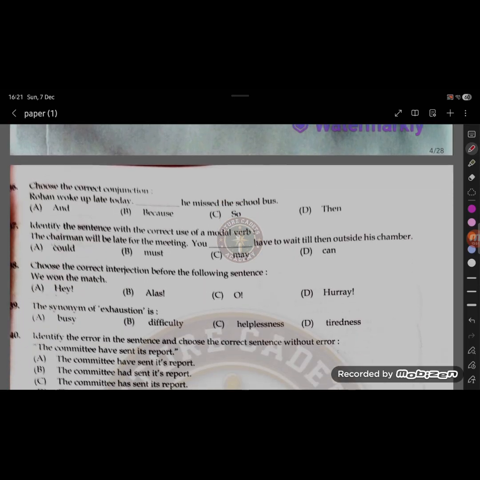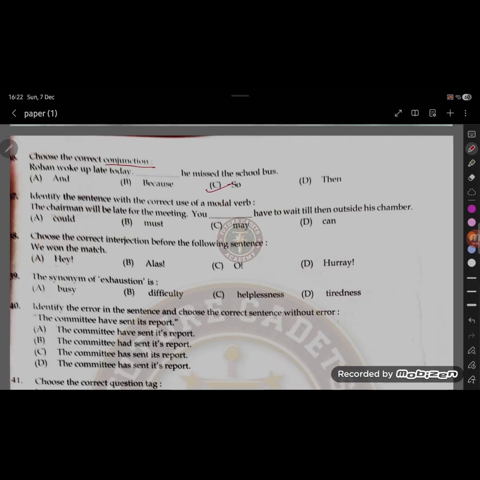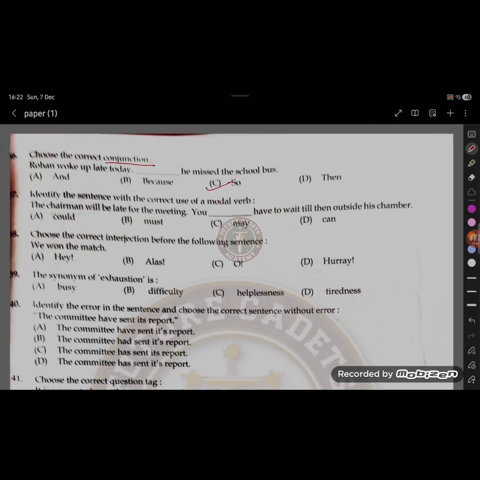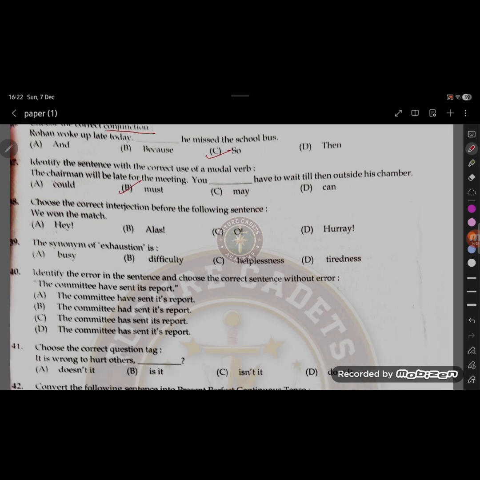Choose the correct conjunction. I hope it is visible to you clearly. Even if it's not, you may hear me reading it out. It is conjunction. And for conjunction, we will use the conjunction so, because it is joining the two sentences. Conjunction is a word that joins two sentences of similar meaning. Now 37. Identify the sentence with correct use of modal verb. Modal here is must, is a modal. The correct modal here is must, though all are modals.